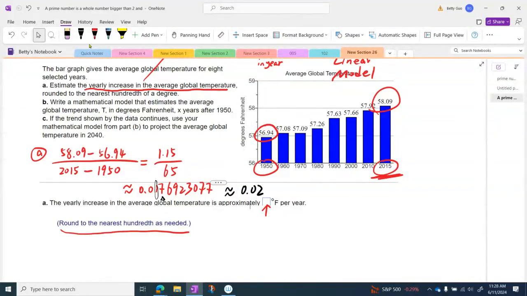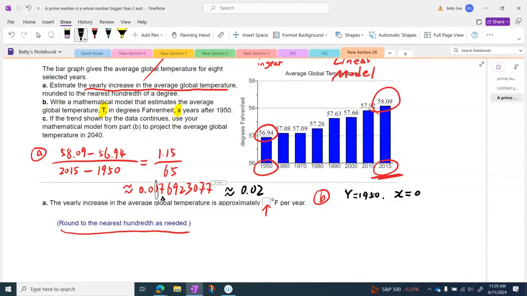So for part B, we are going to use 2 variables, T and X. We're going to be very clear about what T represents and what X represents. T represents the temperature in Fahrenheit. X represents the number of years after 1950. That means when the year is 1950, X equals 0.